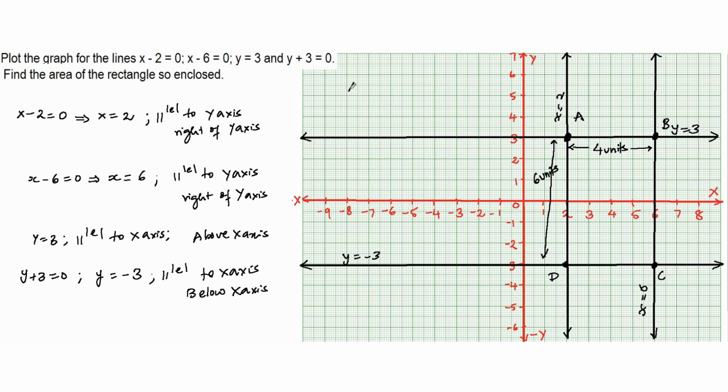And therefore the area of the rectangle is going to be length multiplied by breadth. Length is 4 units multiplied by breadth, that is 6 units, and that's going to be 24 square units, right? This is the area of the rectangle in this particular question. So again, pausing for a minute, take a look at all the lines and how we calculated the area.